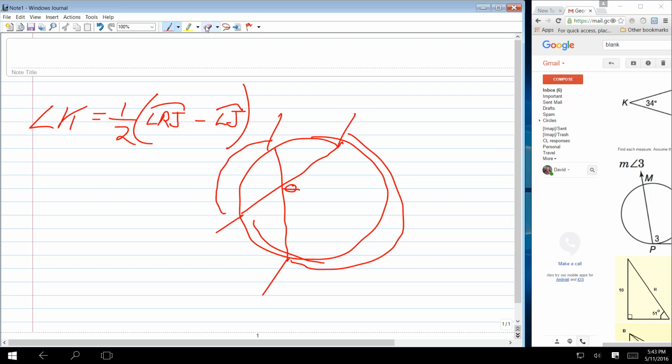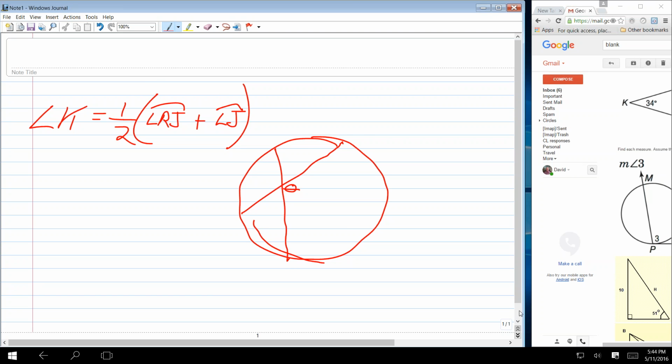The only reason I bring it up is because this general formula is very, very similar to this one, only it's plus instead of minus. That's because we're intersecting inside the circle. So one way to remember it is if you're intersecting inside the circle, you're adding the arcs. If you're intersecting outside the circle, you're subtracting the arcs.